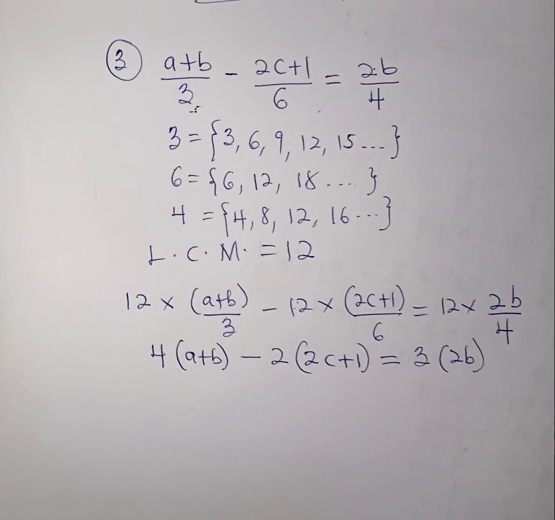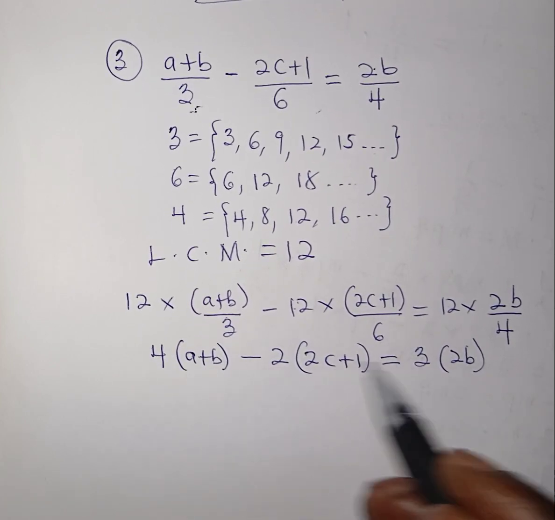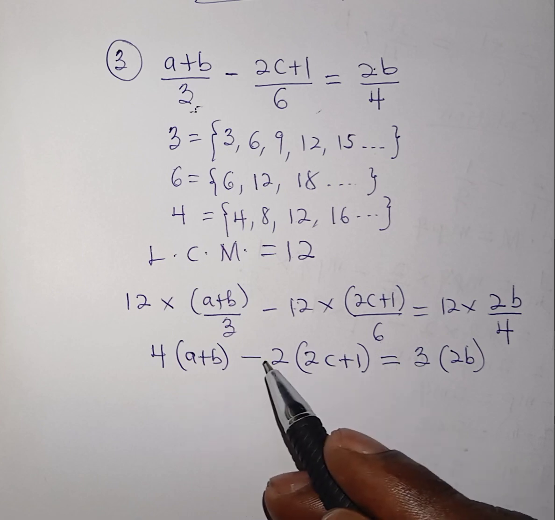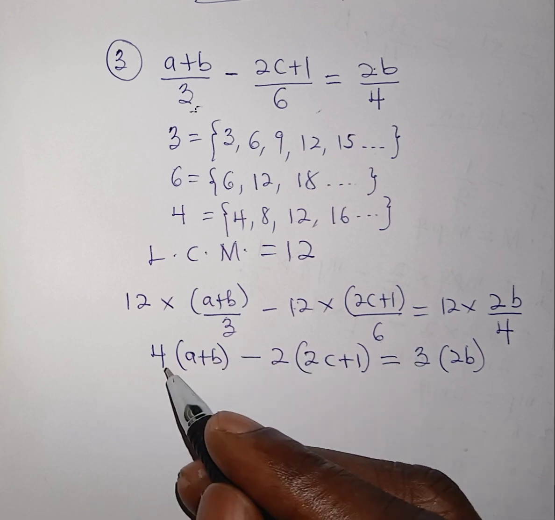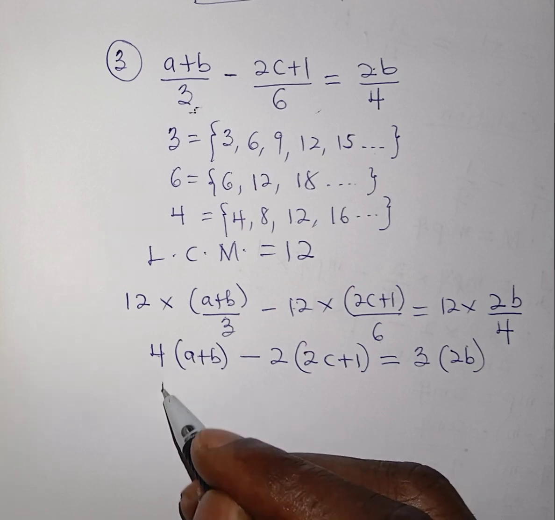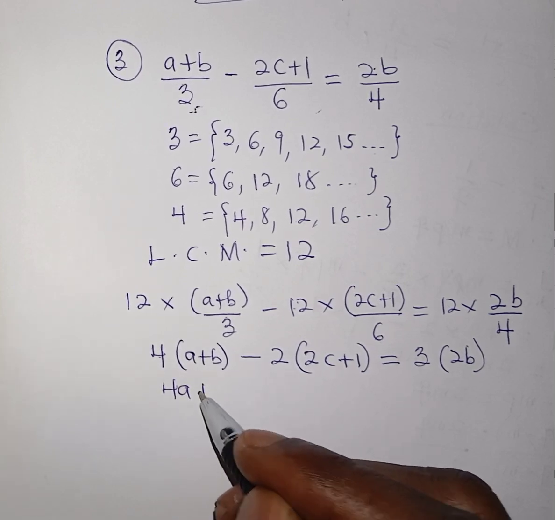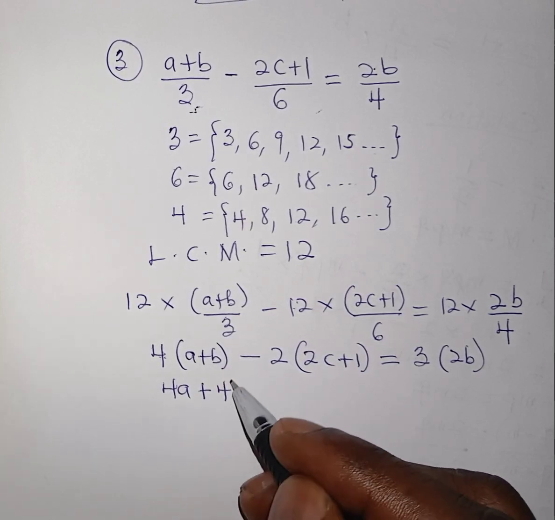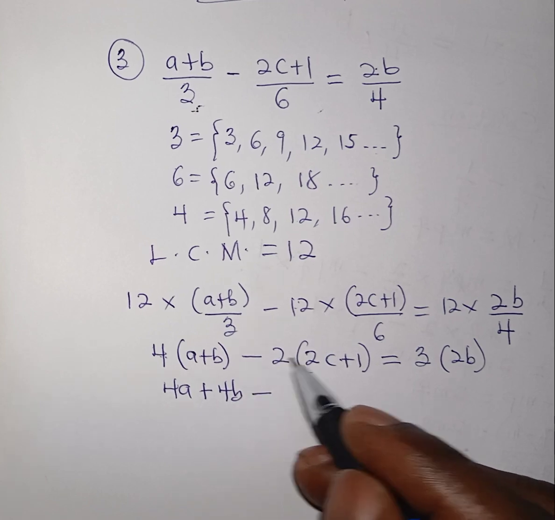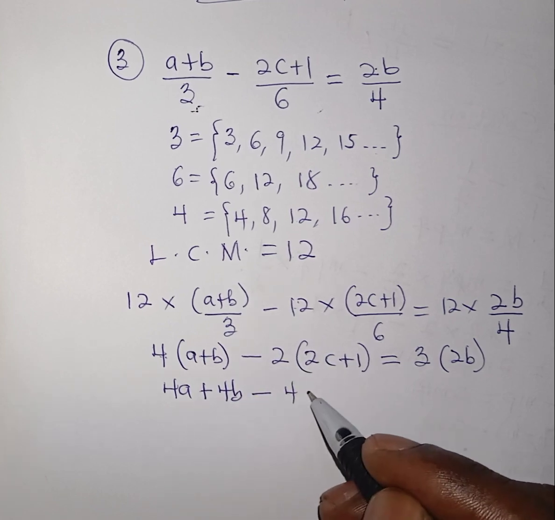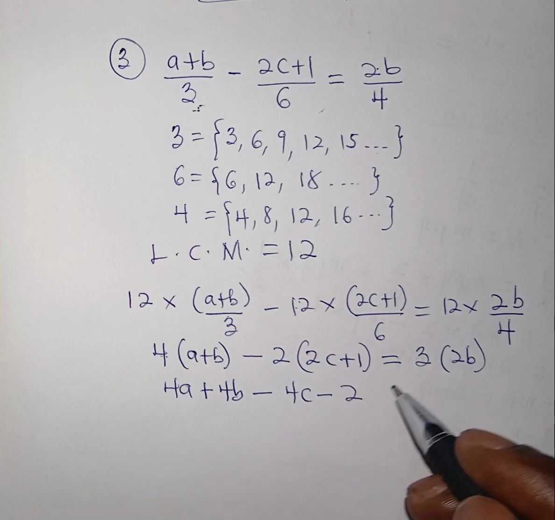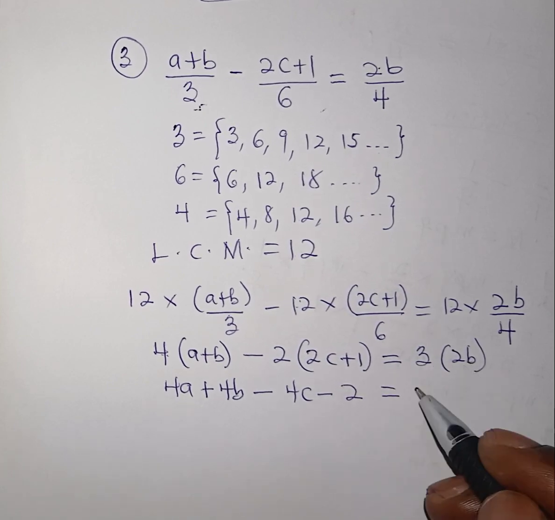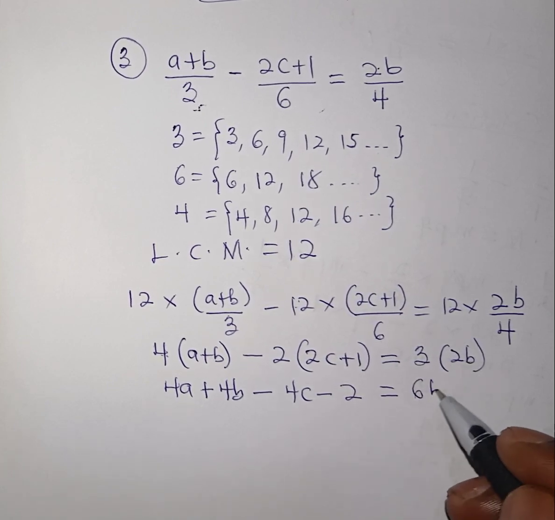If that's the case, let's proceed. Now, once you have this, then you need to open the brackets. This is simple expansion of brackets. Okay, so 4 times a gives me 4a plus 4 times b gives me 4b minus 2 times this is what, 4c minus what, 2, which is equal to 3 times this gives me what, 6b.